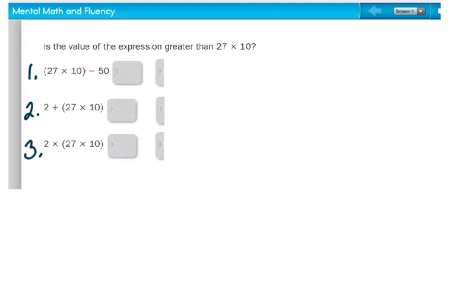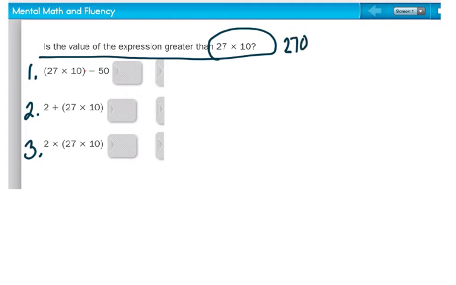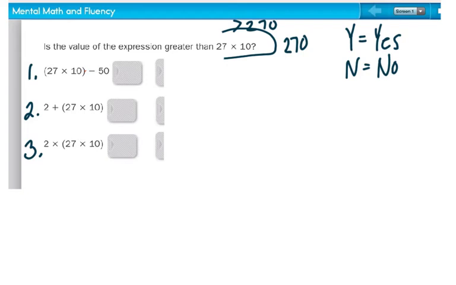All right, so it's asking, is the value of the expression greater than 27 times 10? Well, I know that 27 times 10 is just 27 times 1, which is 27 with a 0 behind it. Now I'm going to see if it's greater than 270. I'll write a Y if yes, the expression is going to be greater than 270, or an N for no, it is not. Let me show you number 1.